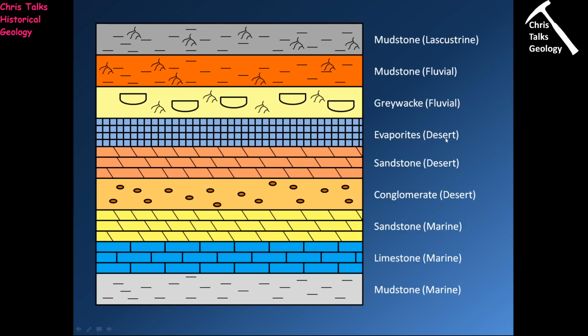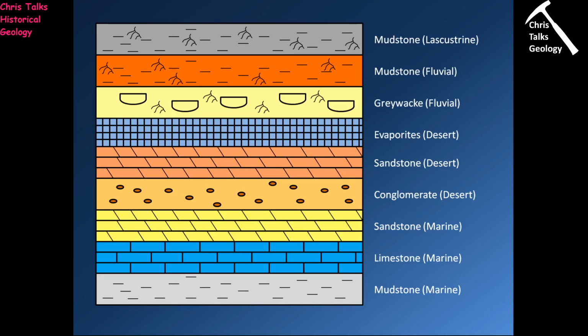formed in the desert. On top of that we have a greywacke which is of a fluvial origin, so it's river related. On top of that we have a mudstone which is also fluvial, so that's also been deposited due to rivers. And then on top of that we have a mudstone which represents a lacustrine or lake environment. So you can see we have a sequence of sedimentary rocks here. What we're going to try and do is split these into some formations.